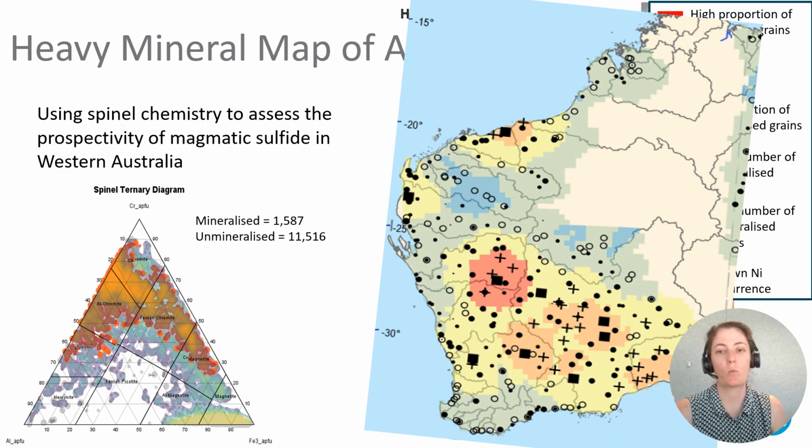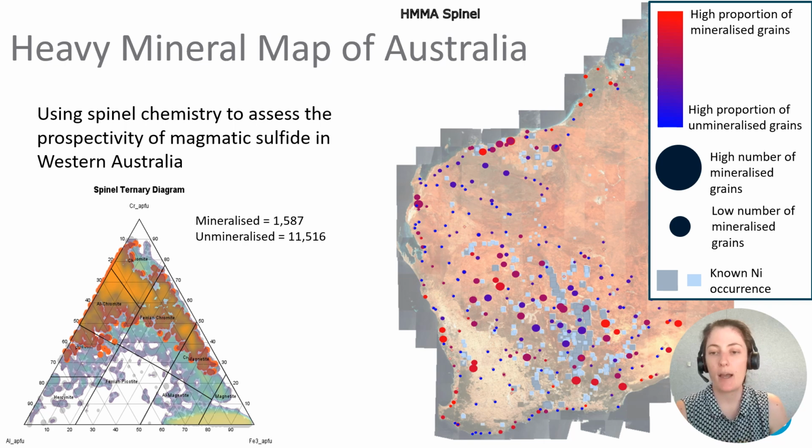So if we just focus on Western Australia, we can use our machine learning models to make a prediction of where is the most prospective for nickel in Western Australia. And the good thing about Western Australia is we know where it is prospective for nickel because there are a lot of nickel occurrences and nickel mines in Western Australia. So all of the nickel mines and nickel occurrences are shown in little blue boxes in the background. And then we ran all of the heavy mineral map of Australia spinel data through our machine learning models. And then it gave a flag as to mineralized or unmineralized.